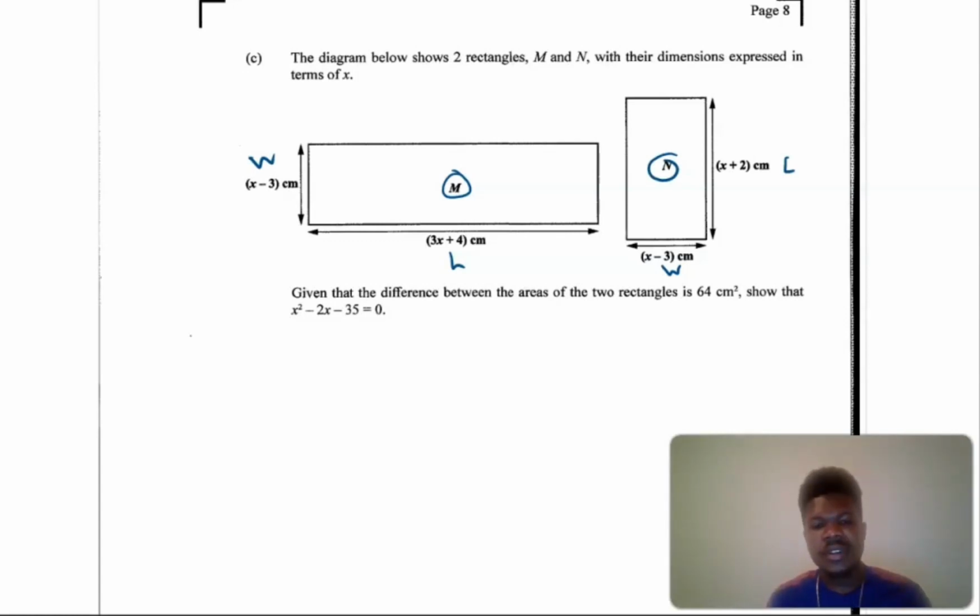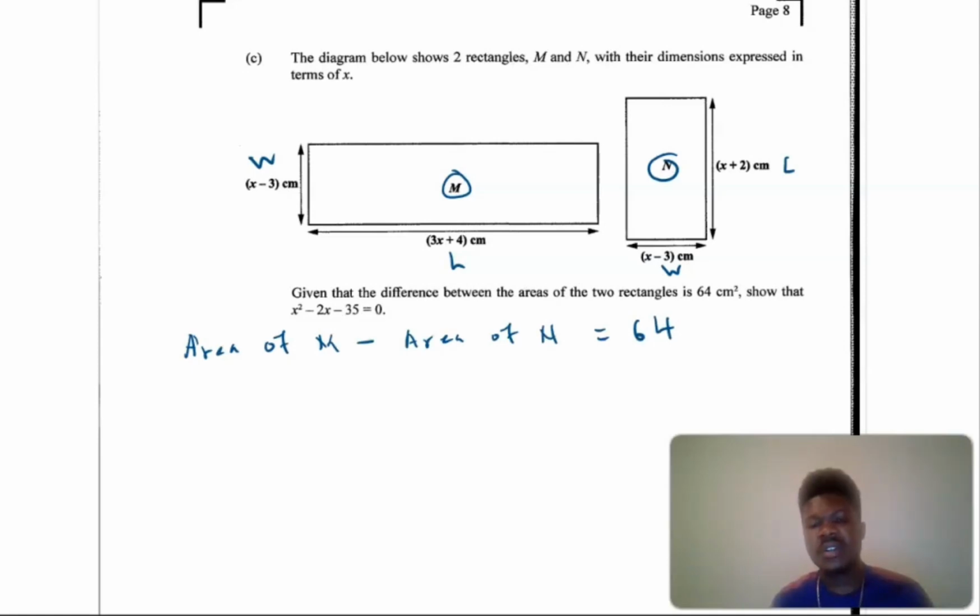writing the difference, which is say area of m minus the area of n should equal 64. That's what the sentence is saying. The difference between the areas should equal 64.